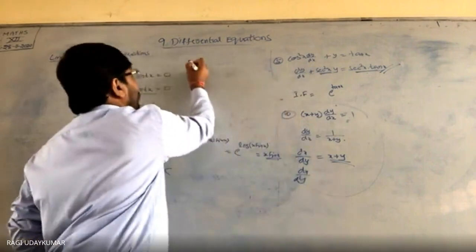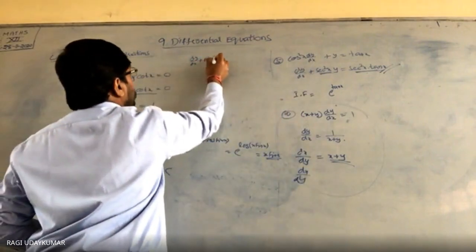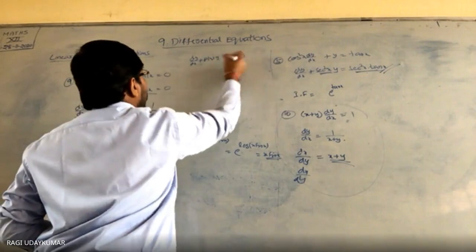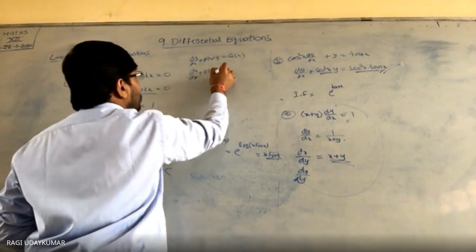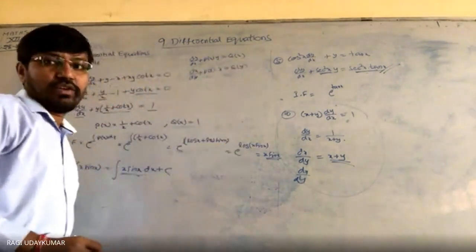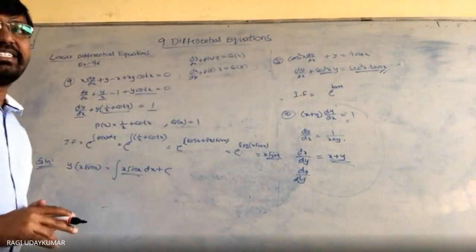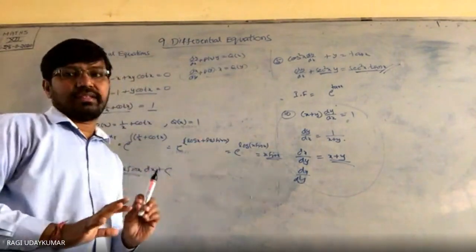What is the format? There it was dy by dx plus p of x into y is equals to q of x. Now dx by dy plus p of y into x is equals to q of y. Whenever you are taking dx by dy, that model is deleted. So the 10th problem is not there in your syllabus, but you can solve it like this.